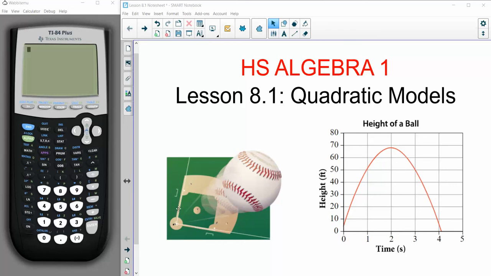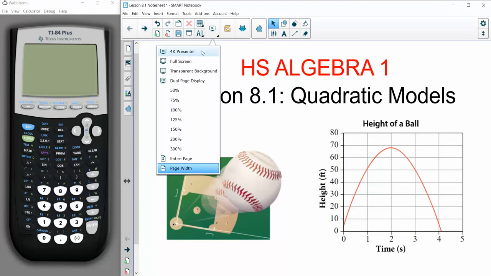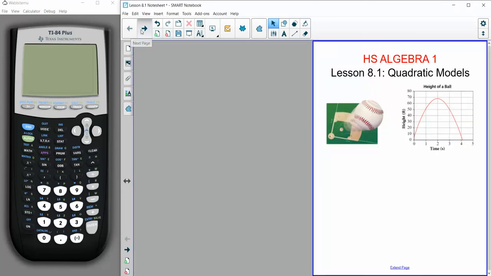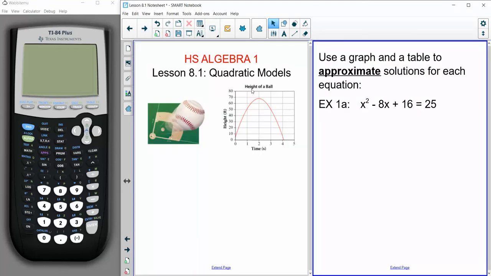Got lesson 8.1, quadratic models. Although this picture and graph show a real world application of quadratic models, we're going to concentrate on the basics today, and we'll get into more real world uses tomorrow most likely. Okay, so let's use a graph and a table to approximate solutions for each equation. This is going to be calculator heavy first part here. Grab your calculator, follow along, pause as necessary.